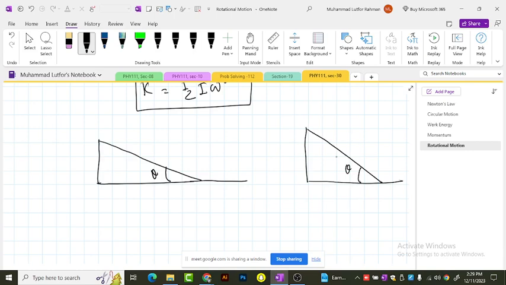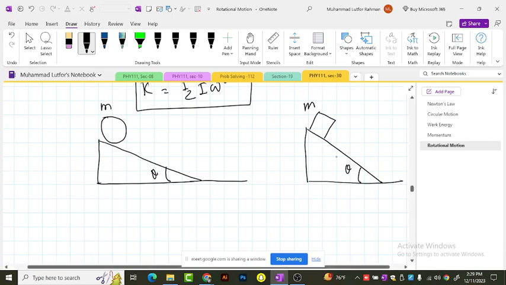And what I did, I took two objects. One is a solid sphere and the other is a block with the same mass, and it is also made from the same material. Let's say both are wooden, from the same type of wood. Then if I release these two objects at the same time from rest, which system will come down first?